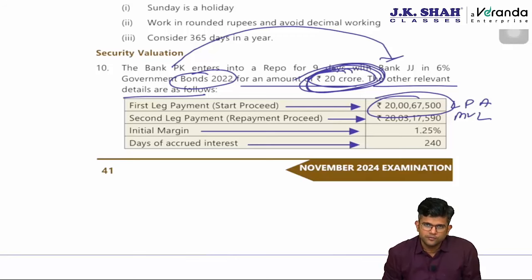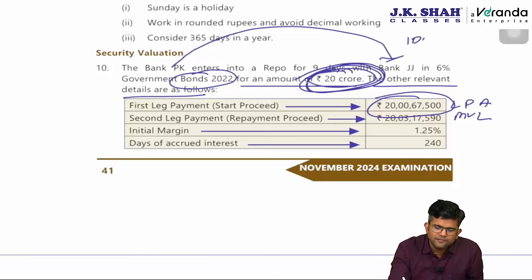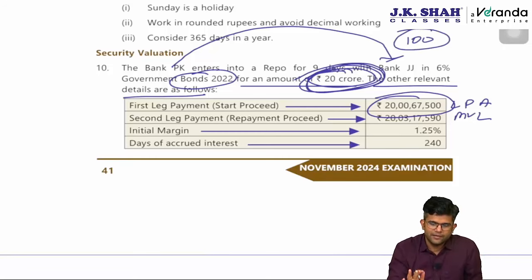So our job is to find the current market price of the bond, and we will assume that face value per bond is rupees 100. Why it is called dirty price, I will tell you in a while. Right now, just focus on calculating the market price. It is also called dirty price. It's a different thing.